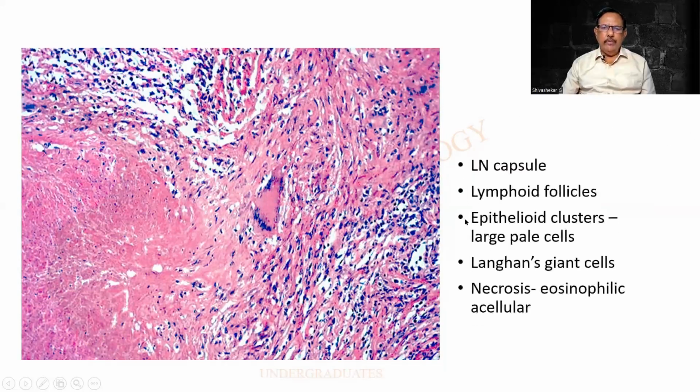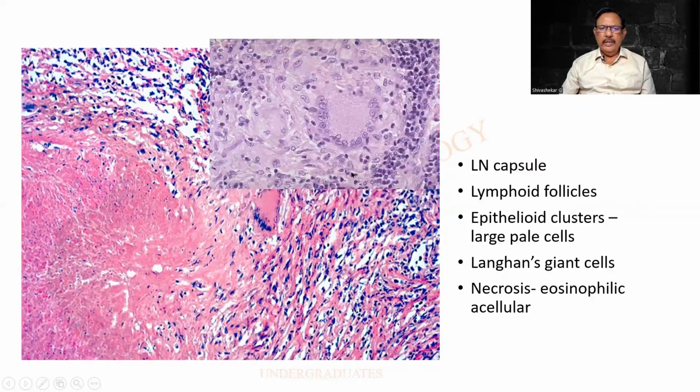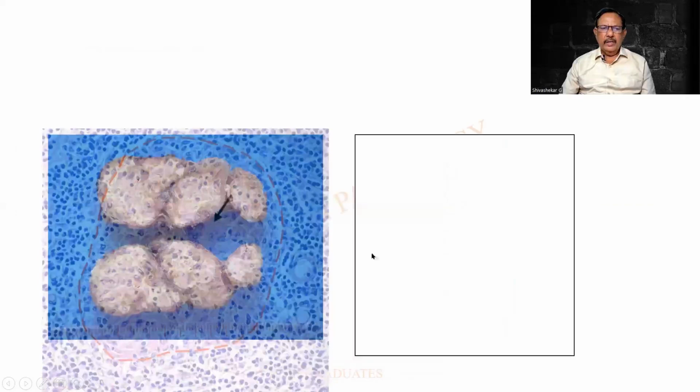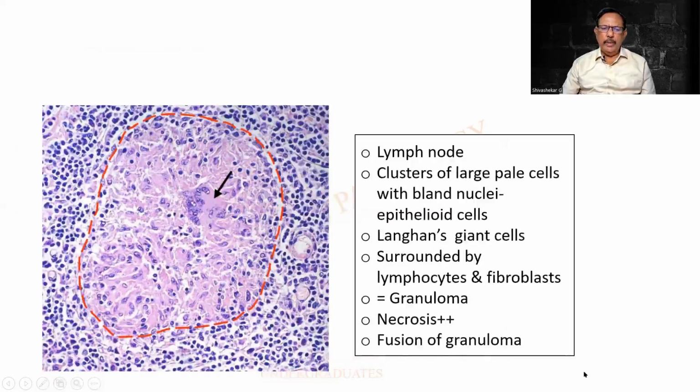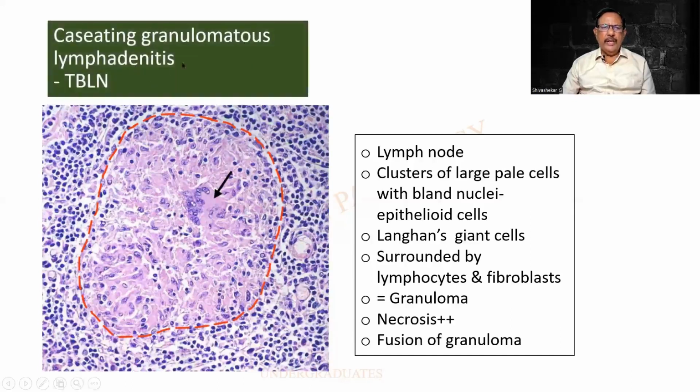The capsule of the lymph node, lymphoid follicles, epithelioid cell clusters, which are large pale cells, Langerhans type of giant cells, necrosis, which is eosinophilic, acellular, and amorphous. The diagnosis, again, this is another beautiful picture showing the epithelioid cells. Look at this over here, well demarcated, and these are the points that you people will have to write. Sometimes there can be fusion of the adjacent granuloma. The diagnosis is caseating lymphadenitis, tuberculosis.